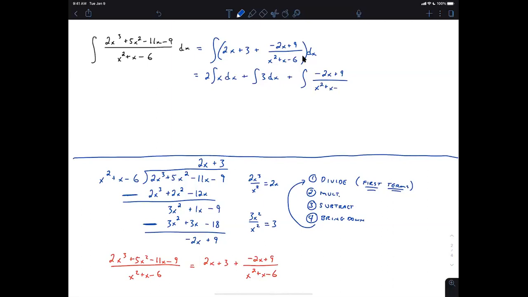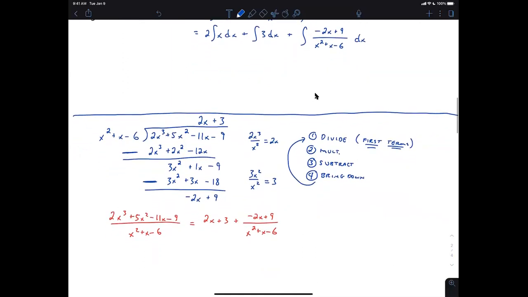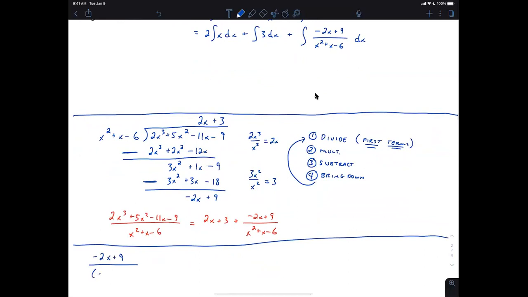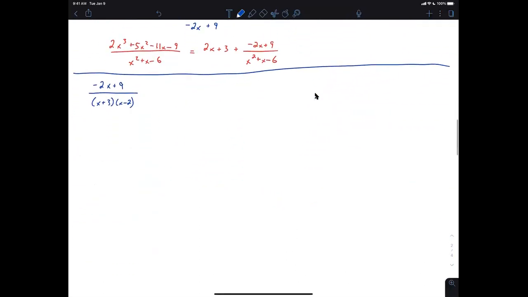Now this is partial fractions. The degree of the top is smaller than the degree of the bottom and the bottom factors. So we're going to come down and do partial fractions on that. So I'm going to draw a line, and we're going to do all the partial fraction stuff down here. So negative 2x plus 9 over, and that factors to x plus 3, x minus 2. Everybody clear?